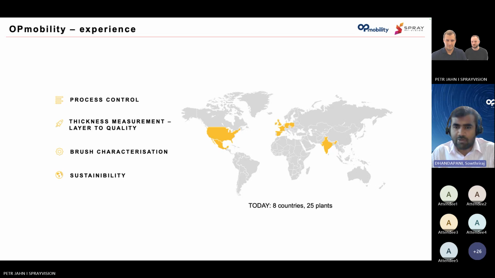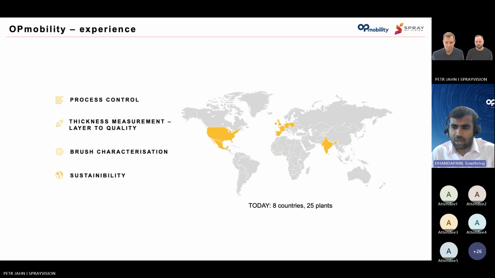At the moment, we have deployed SprayCapture around 25 plants. Basically, our objective is to do process control through SprayCapture, as well as to do thickness measurements. Mainly, instead of waiting for a laboratory to send the parts, to do the thickness measurement wet on wet.